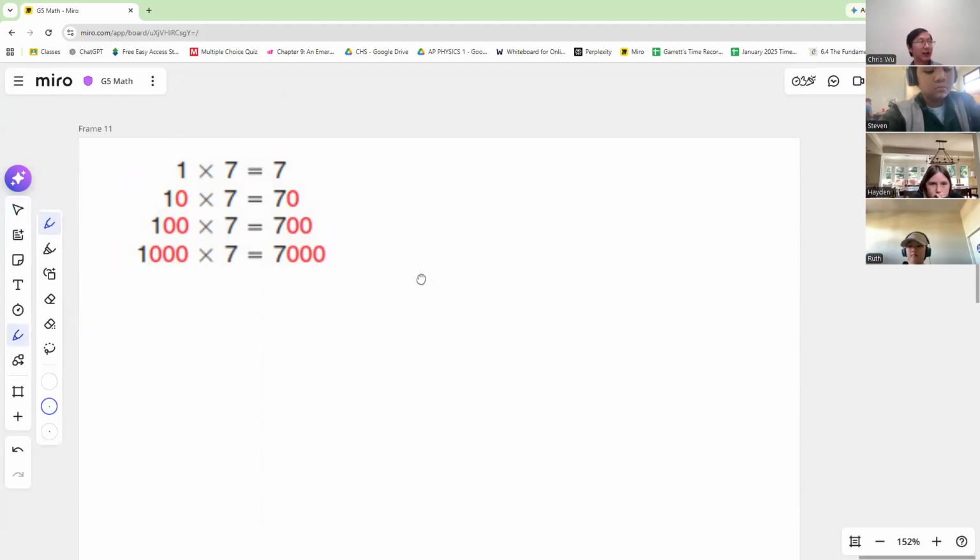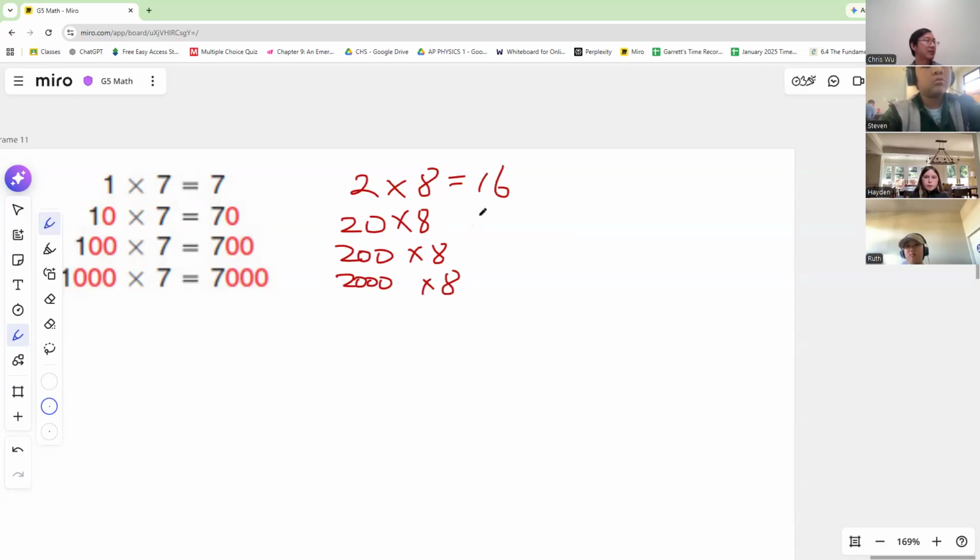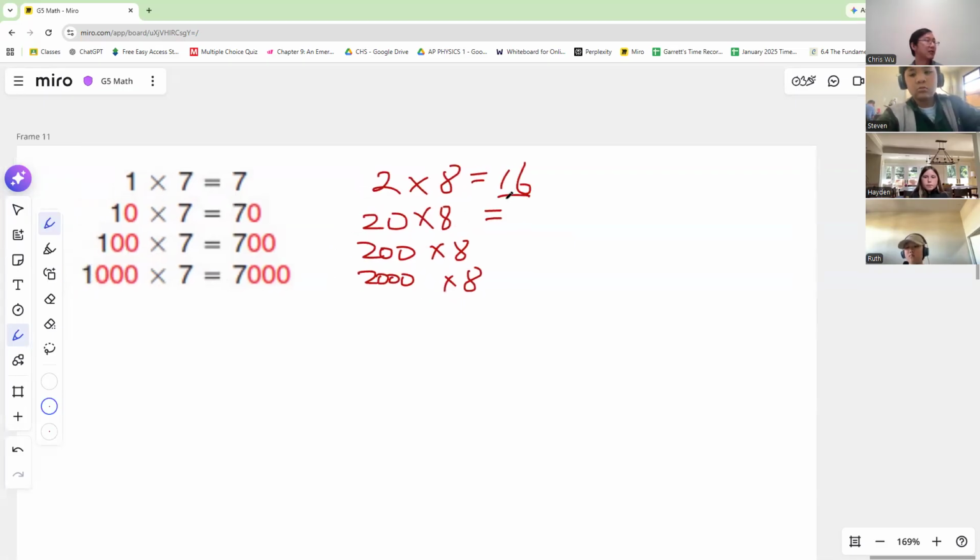right? But what if I have 2 times 8? 2 times 8 is equal to what? 16, right? And then what if I do 20 times 8? What if I do 200 times 8? What if I do 2,000 times 8? Well, just like the pattern we see on the left, it's still going to give you the same number, but then I have an extra 0 here, so I'm just going to add a 0.